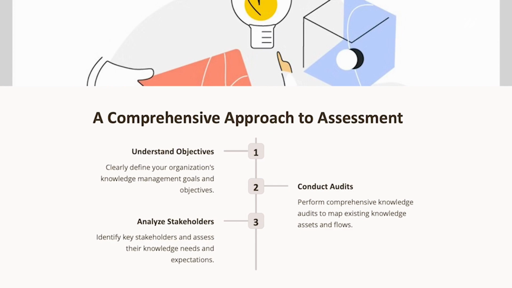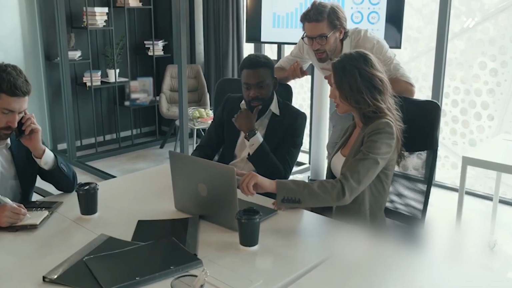Steps in assessing organizational knowledge needs. 1. Understand organizational objectives. Begin by clarifying the organization's overall goals and objectives. Determine how knowledge contributes to achieving these goals. 2. Conduct a knowledge audit. Perform a comprehensive review of existing knowledge assets and resources. Identify what knowledge is currently available, where it resides, and any significant gaps or redundancies. 3. Stakeholder analysis. Engage with various stakeholders across the organization to understand their knowledge needs, preferences, and challenges. Stakeholders include employees at all levels, management, customers, and partners.